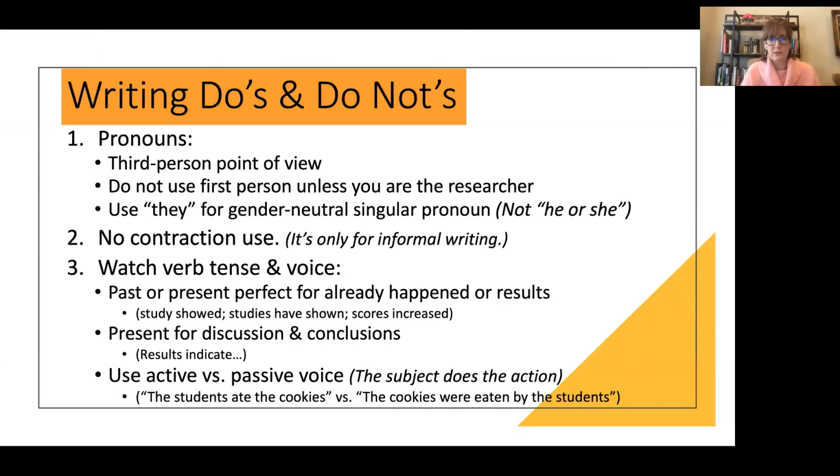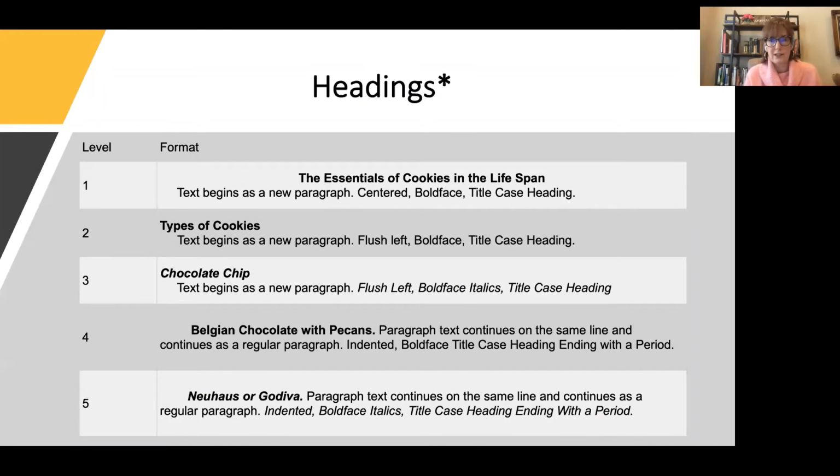So here's another one. There are some changes in the way that the headings are set up. I tried to give you an example of what Seymour's paper might look like. That's considered a level 1 heading, and that would be centered, boldface, with the title case heading. Title case heading indicates that the first letter of the essential words are going to be capitalized. And then the text begins as a new paragraph. Of course, it's going to be double spaced.